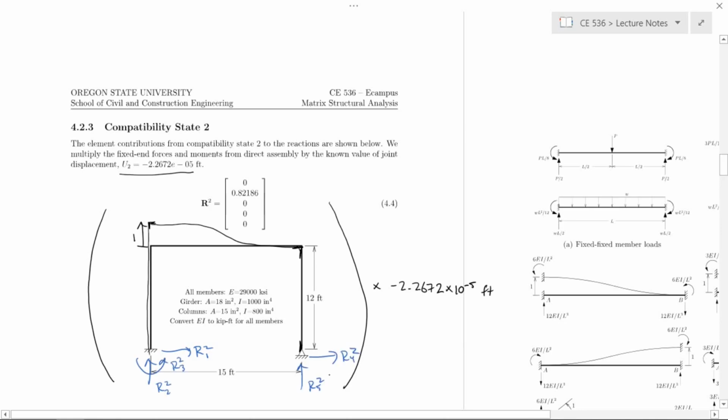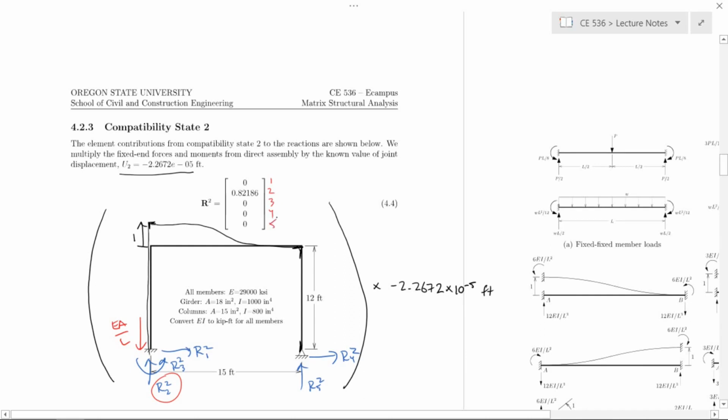Okay, so now we have the 5 contributions to the reactions for this compatibility state. And now we can draw the fixed end forces occurring at these locations are 1, 2, 3, 4, 5. Okay, so the only non-zero contribution is going to be due to the axial extension of the column, which is EA over L. And that's going to affect R2, all right, for compatibility state 2.